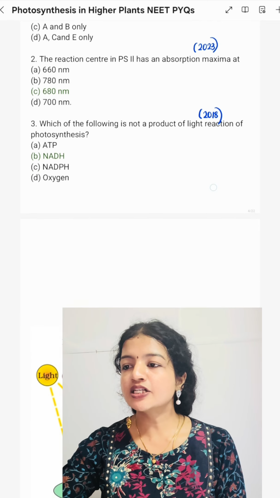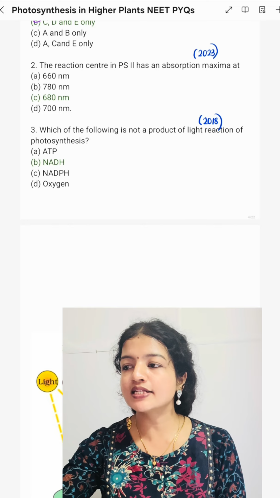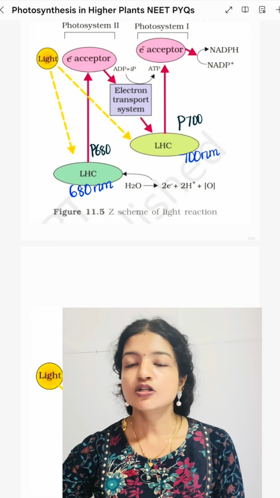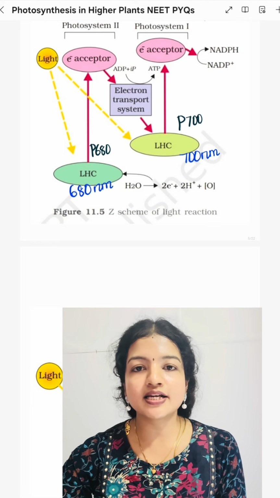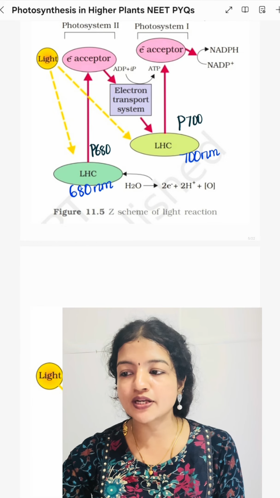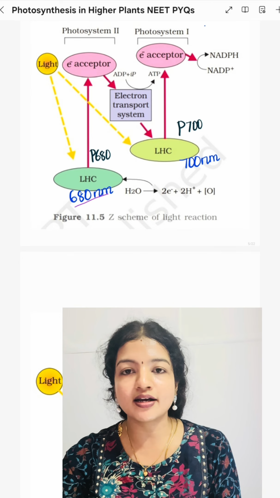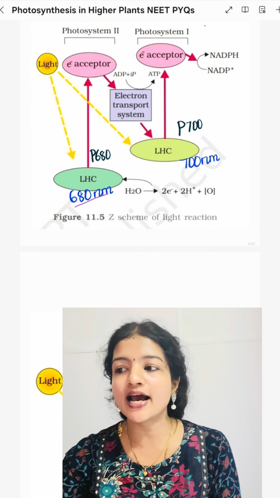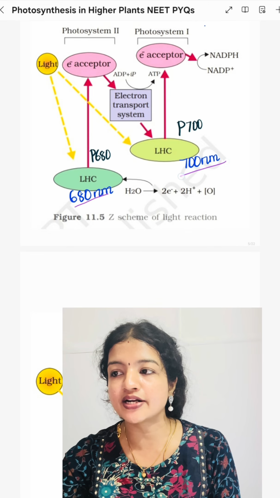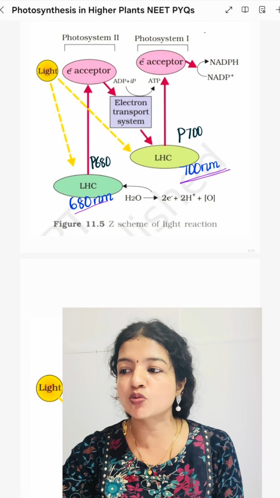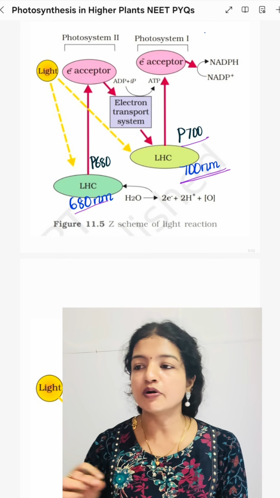Then, the reaction center in PS2 has an absorption maximum at 680 nanometer. So in photosystem 2 the reaction center chlorophyll A has the absorption maximum at 680 nanometer, whereas in photosystem 1 the reaction center chlorophyll A has the absorption maximum at 700 nanometer. That is why we call PS2 P680 and PS1 P700. Remember that.